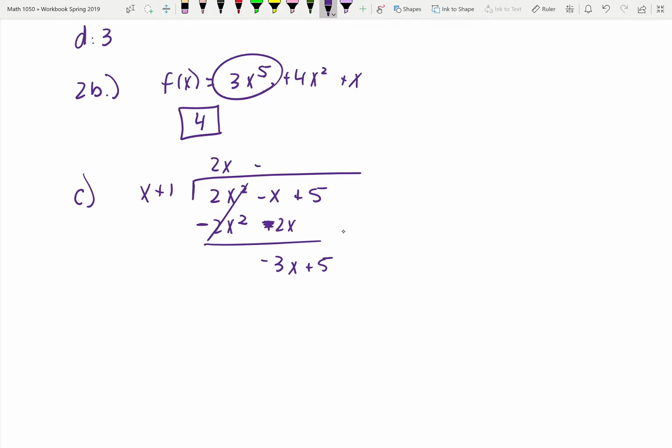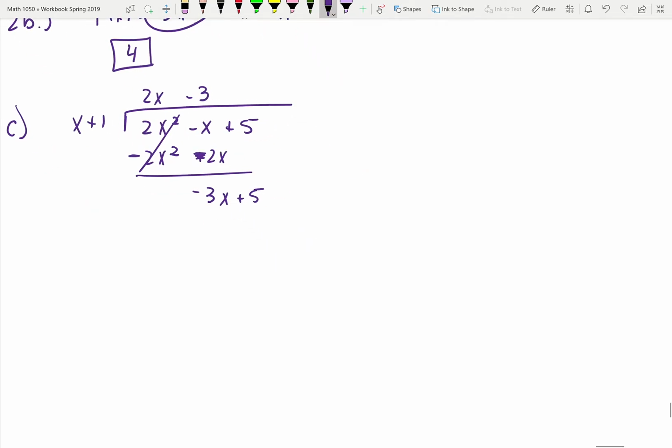What do I multiply by x to get a negative 3x? That's a negative 3. Distribute, that's negative 3x minus 3. Change your signs. Those cancel, and you get an 8. So they're asking for remainder. The answer is 8. It is not 8 over x plus 1.